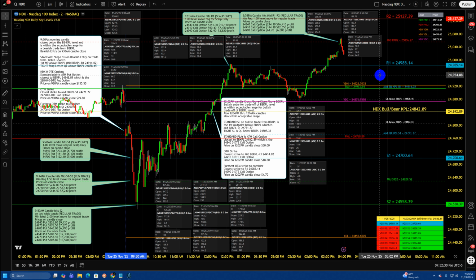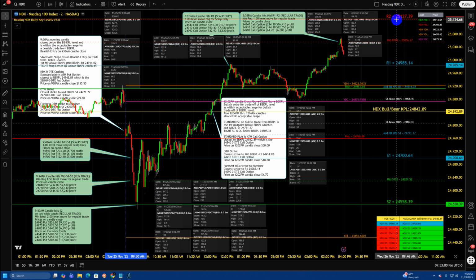So as you can see on the chart now, we have the R2 through S2 levels, including the YDL level. The Nasdaq key levels indicator's default levels are going to be R1 through R6 above the Nasdaq NDX Bull Bear KPL level, and S1 through S6 below the Nasdaq NDX Bull Bear key price level.